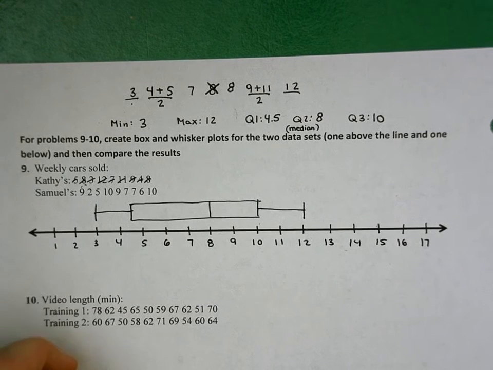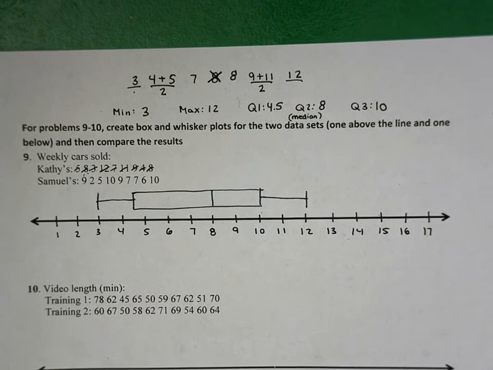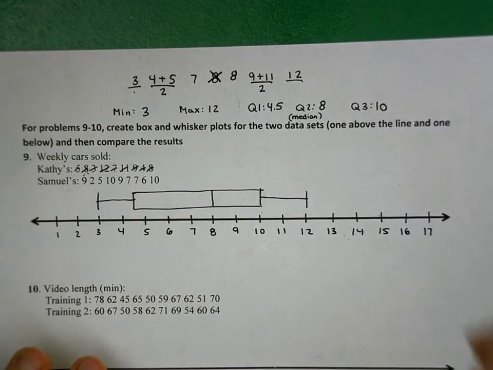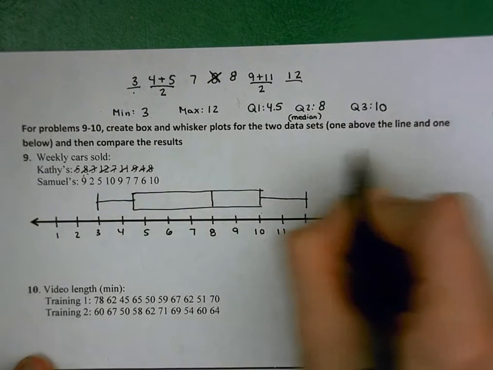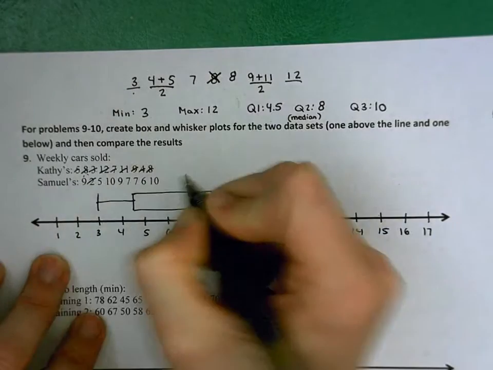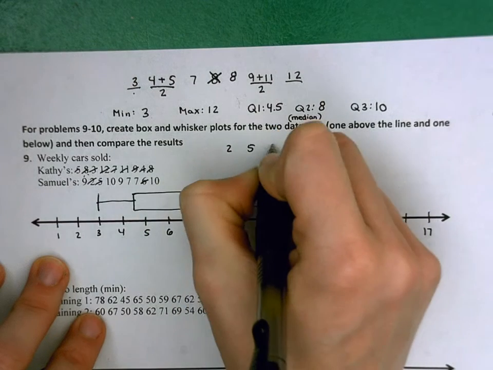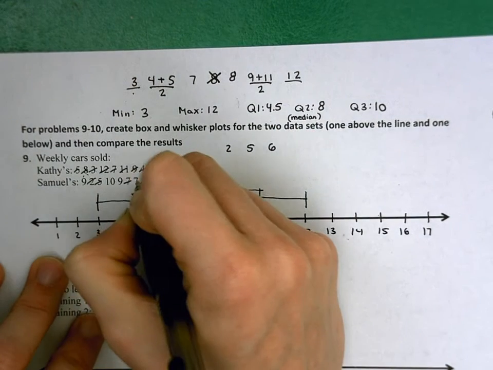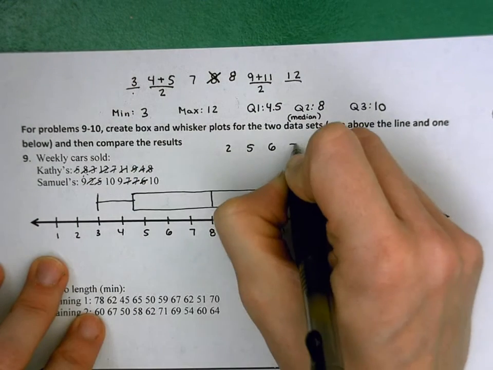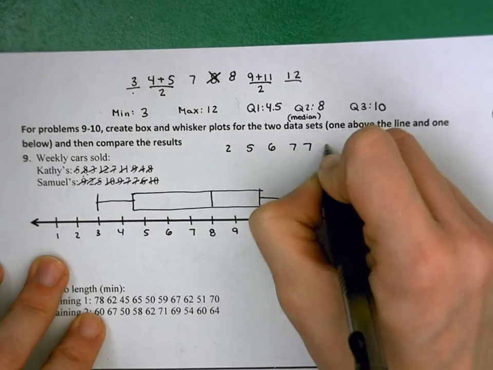Okay. So I'm going to go ahead and demonstrate it one more time with Samuel's data. Again, I'm going to go ahead and put it in numerical order. I'm going to use this space here for Samuel's data. So we have 2, 5, and 6. We have 7, 7. And then 9, 9, 10, 10.